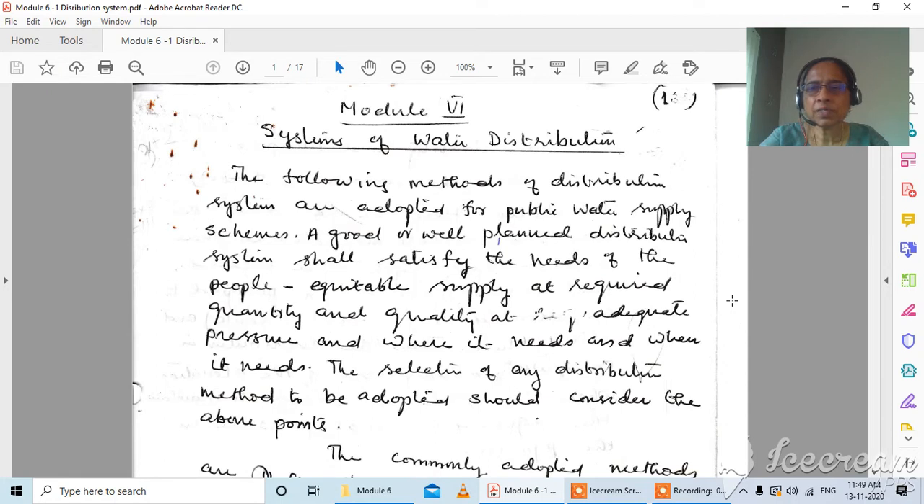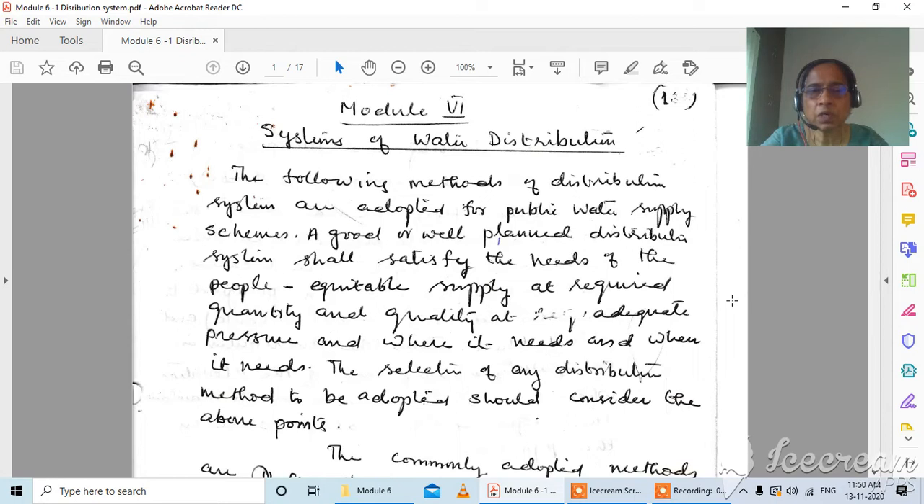So today we are starting the water distribution system. Earlier we have learned the different types of sources, then the impurities in water, then how to remove these impurities, or what are the types of treatment systems we usually adopt. Then we have discussed how the water is to be disinfected before we supply it to the public.